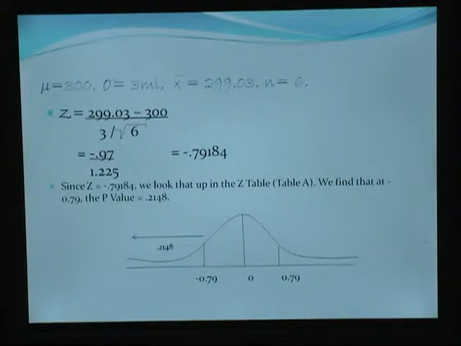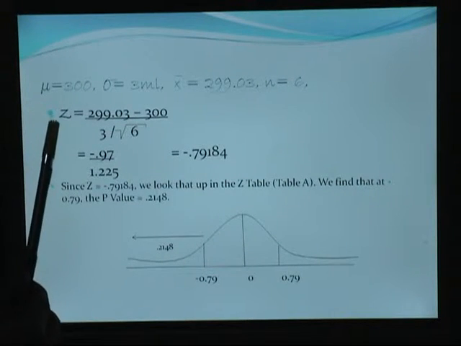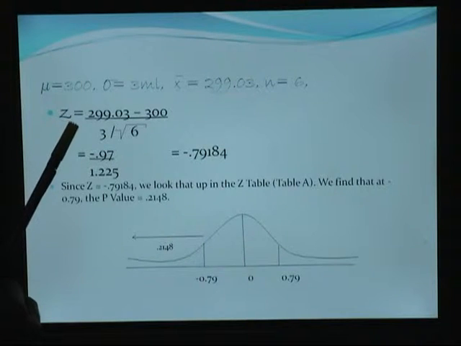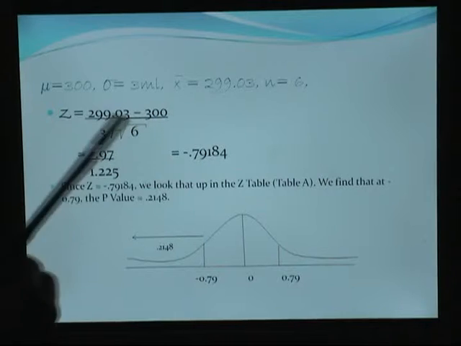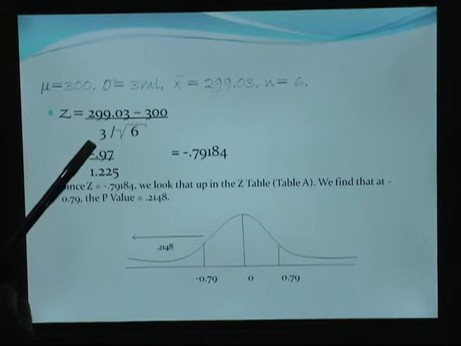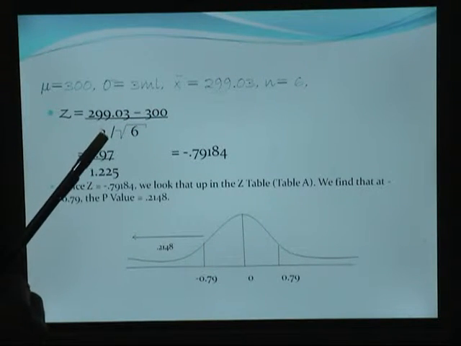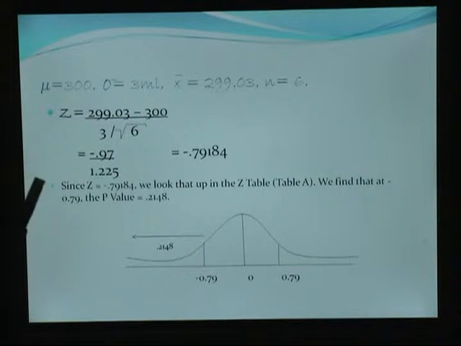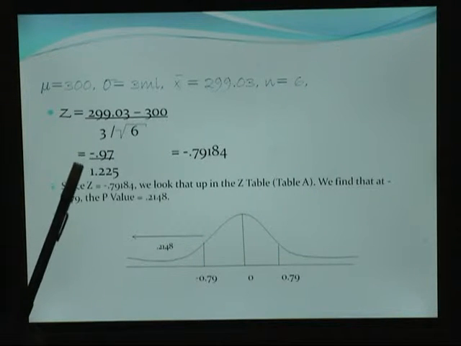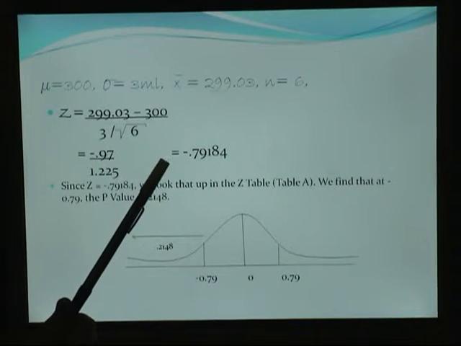We plug in the information to the Z formula to get Z equals 299.03 minus 300 all over the standard deviation 3 divided by the square root of n, which is 6. When we calculate this, the answer comes to negative 0.97 over 1.225. Plug that into the calculator to get negative 0.79184.